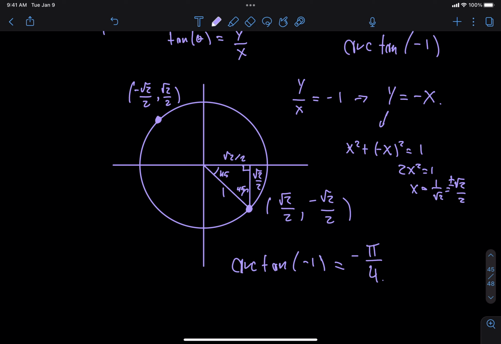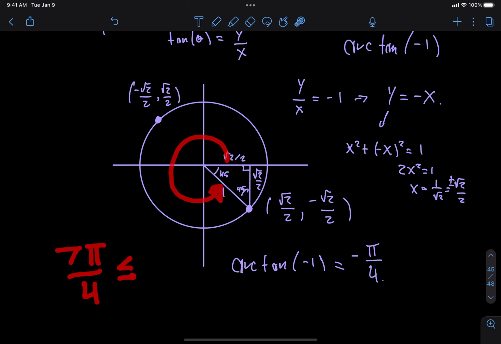Yeah? Would it be okay if we write it as 7 pi over 4? Good question. 7 pi over 4 would be this angle, right? Which is coterminal. However, 7 pi over 4 is not between pi over 2 and negative pi over 2. Right? It's bigger than pi over 2. So even though that angle is coterminal, if we plugged it into the tangent function, it would give us -1 as a result. Right? It would give us -1 as a result.